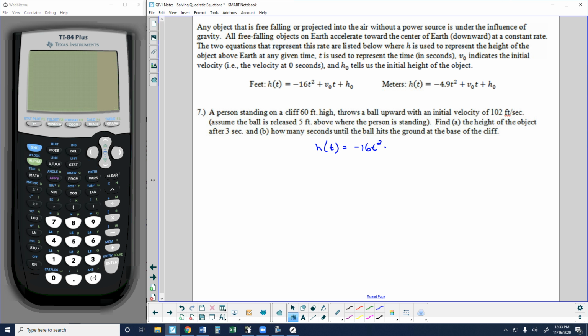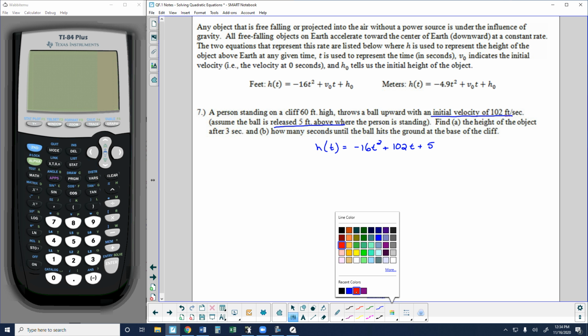Plus v sub 0 is initial velocity, and they gave us the initial velocity. So this ball was being thrown upward, meaning this is a positive number. It's going to be 102 feet per second. So 102 times t. Plus h sub 0 is the height that it was initially at, which would be 5 feet above where the person is standing, or 5 feet above the ground. So plus 5. So this is our equation that we're going to use to answer the two questions.